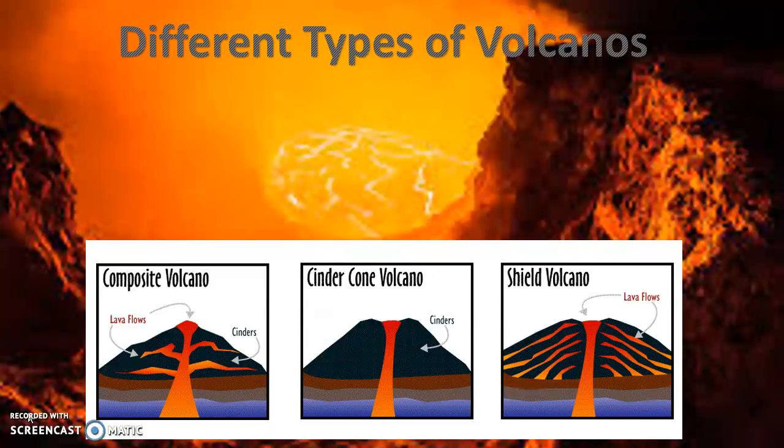The cinder cone volcano just has one pipe that goes from the bottom to the top. And the shield volcano, the last picture there, has lava flows all over the volcano. Not just the small little ones, or just a couple that we see in the composite. This one definitely has more.